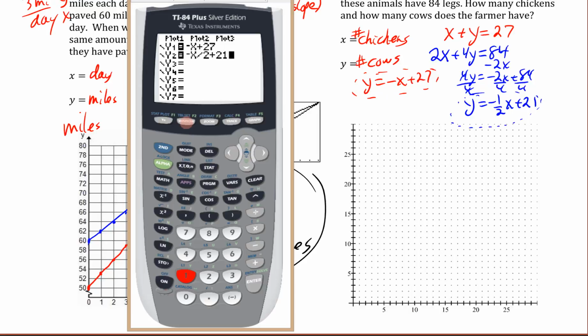So we're going to set up the window. Let's go from 0 to, looks like 0 to 30. Scaled every 5. Okay, and in the y direction, let's see, 0 to 30, and scaled every 5. And we're going to go ahead and hit graph. So we've got a line that goes down from left to right, which is what we'd expect.